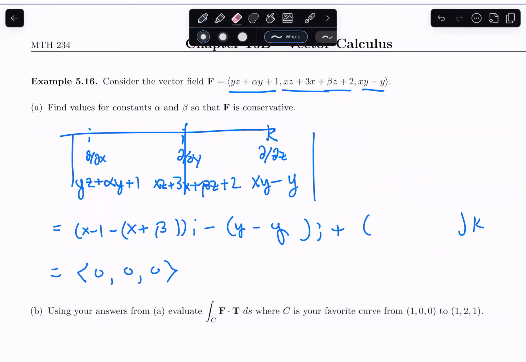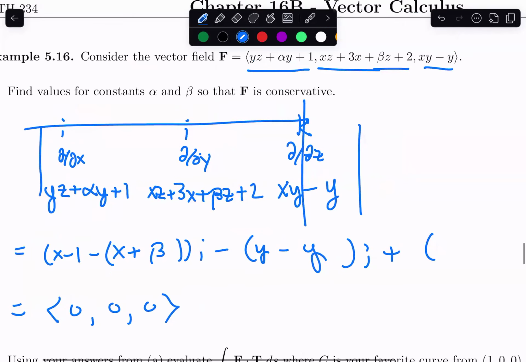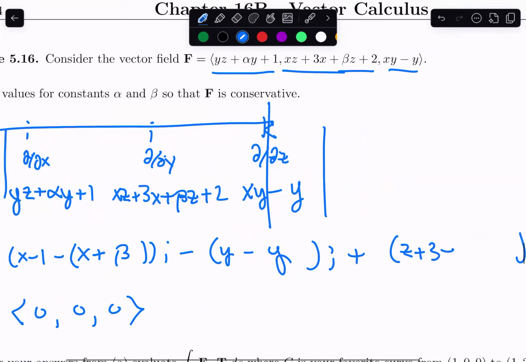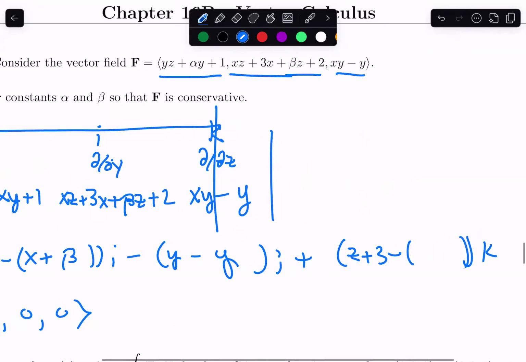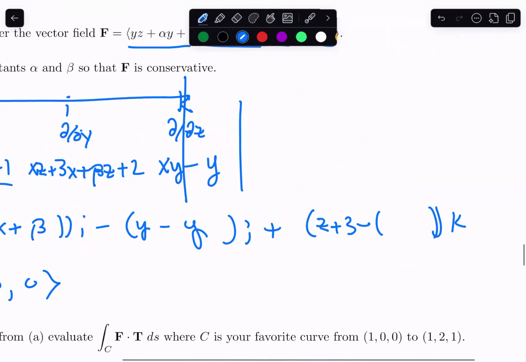And then finally, crossing off our first row and third column, partial derivative with respect to x of all this stuff, we're going to have z plus 3, minus partial derivative with respect to y of this stuff, we're going to have z plus alpha.